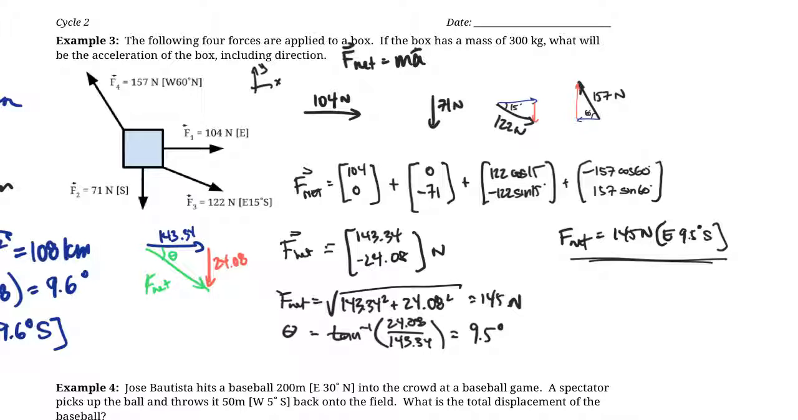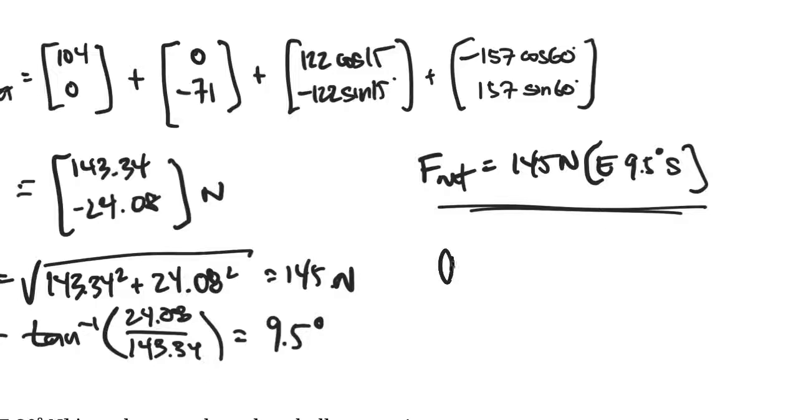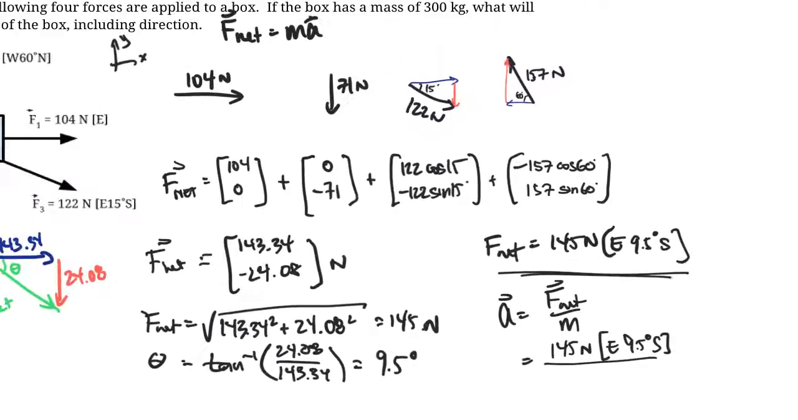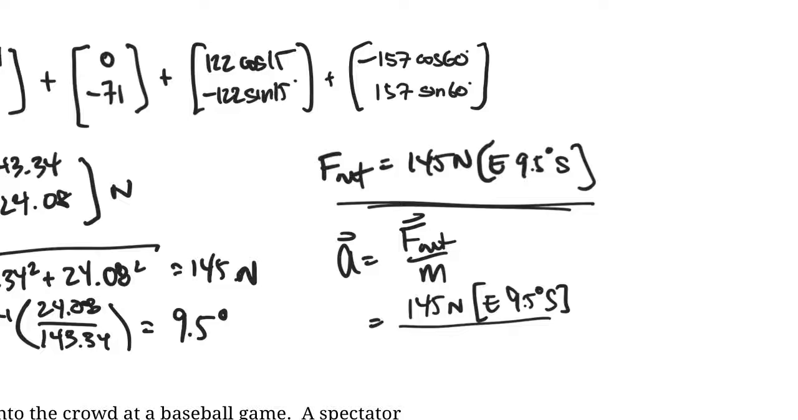The question, remember though, is asking for the acceleration. So if we rearrange Newton's second law, acceleration is just F net over mass. We know the F net was what we just calculated, 145 newtons, east 9.5 degrees south, and the mass, what did it tell us it was? 300 kilograms, a heavy box. So if we divide 145 by 300, we get 0.48. And newtons per kilogram is the same thing as meters per second squared.